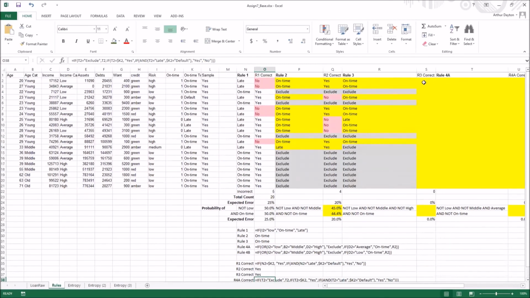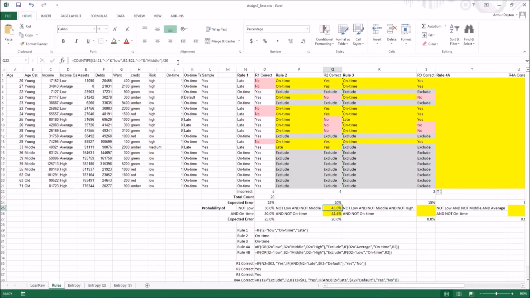We'll go ahead and put that in our R3 correct column. And again, we will pull this down through. And here you can see that we have incorrectly predicted 3 values this time around, giving us an expected error of 15%, which is obviously better than the 20% we got with the application of the first two rules.